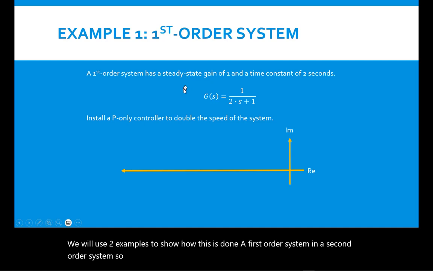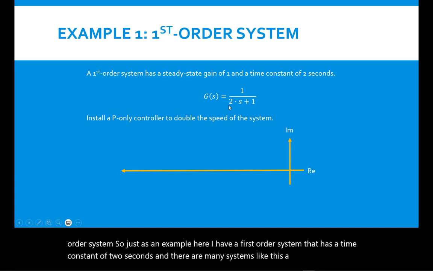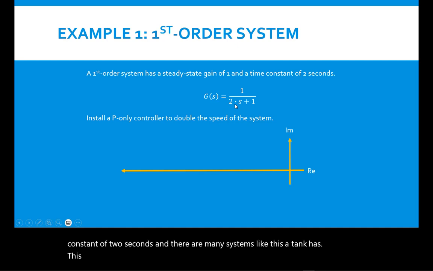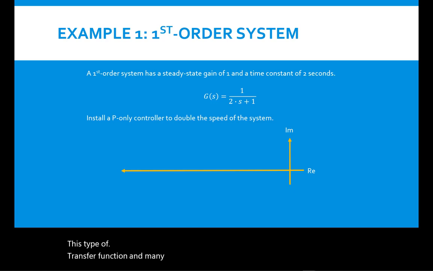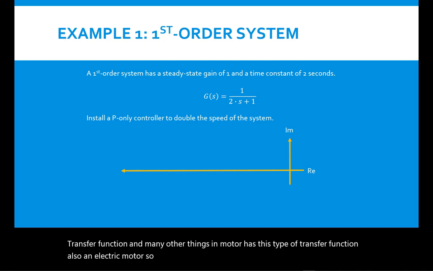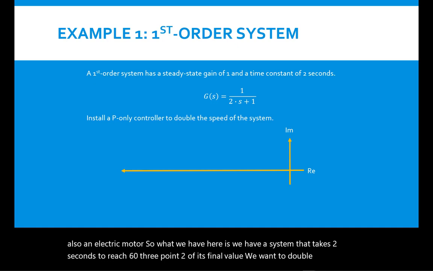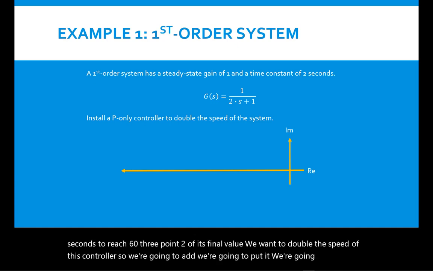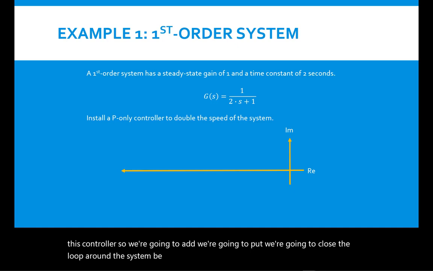So just as an example here, I have a first order system that has a time constant of 2 seconds. And there are many systems like this. A tank has this type of transfer function, and many other things. A motor has this type of transfer function also, an electric motor. So we have a system that takes 2 seconds to reach 63.2% of its final value. We want to double the speed of this system, so we're going to close a loop around the system, be it a tank, a motor, or whatever, and then adjust the controller to speed the system up by a factor of 2.